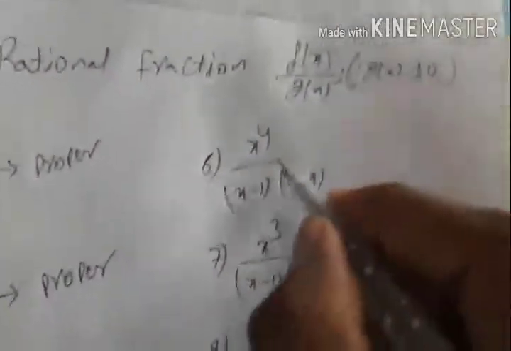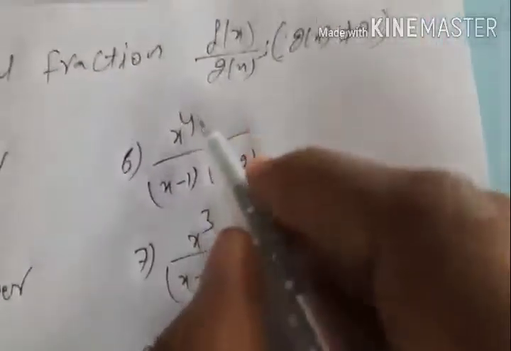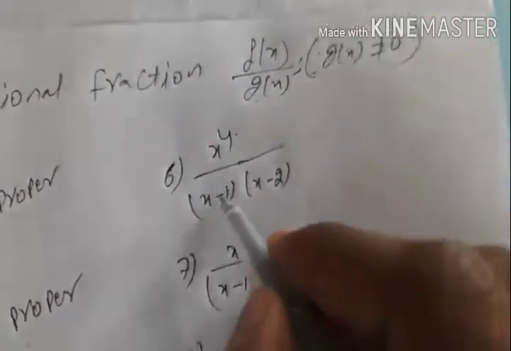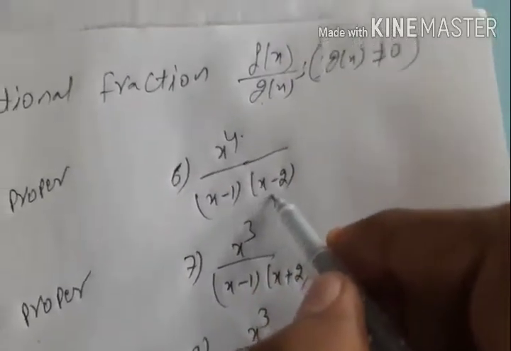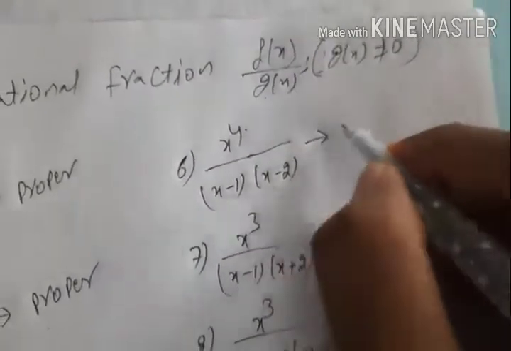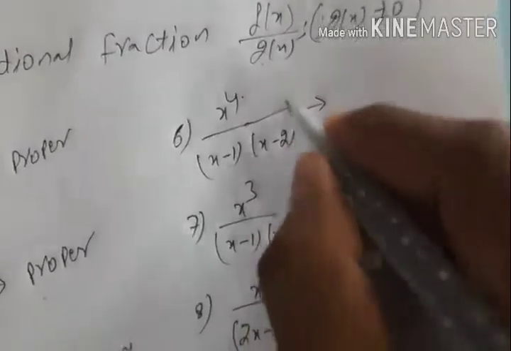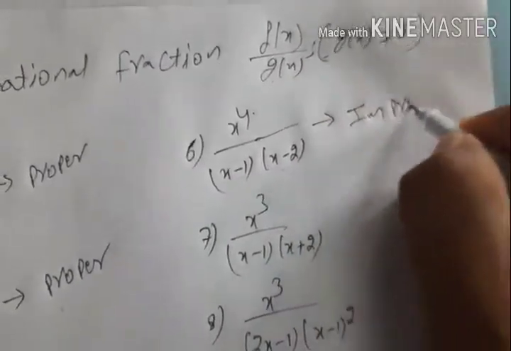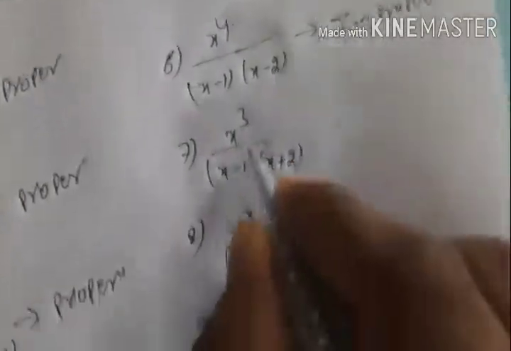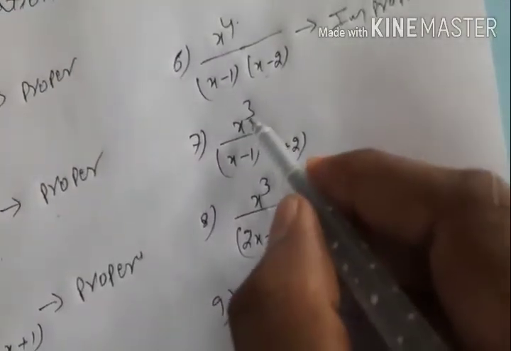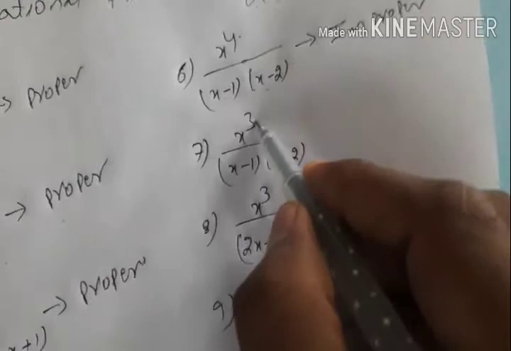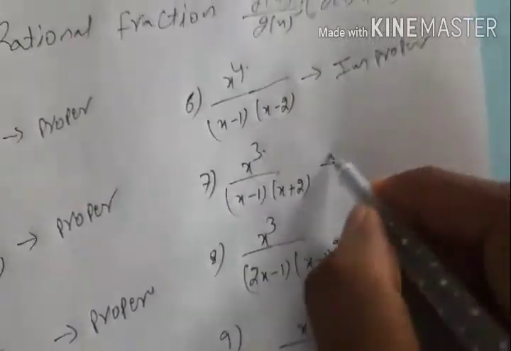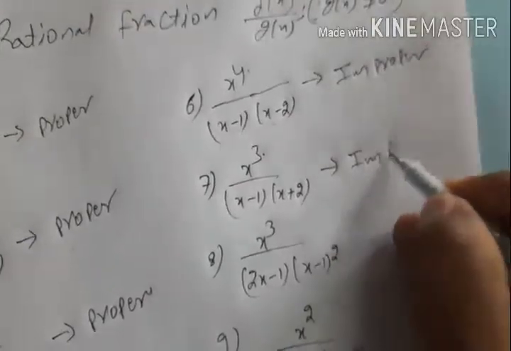And in this example, the order of the numerator polynomial f of x is 4 and the order of g of x is 2. That's why the fraction is an improper fraction. In example 7, the order of f of x is 3 and the order of g of x is 2. It is also an improper fraction.